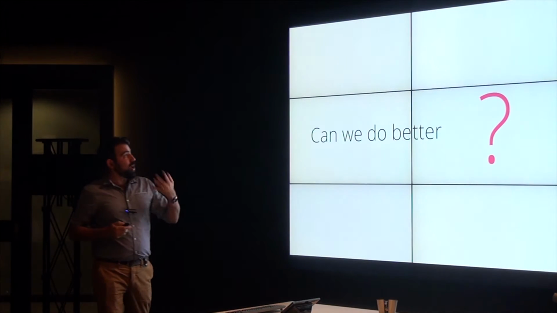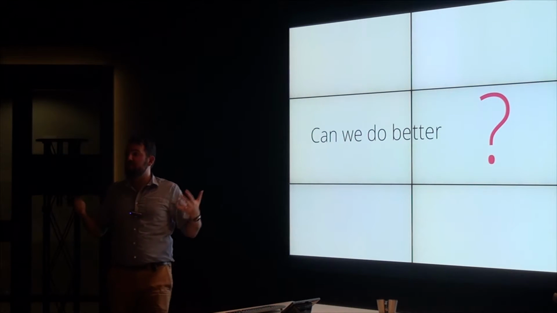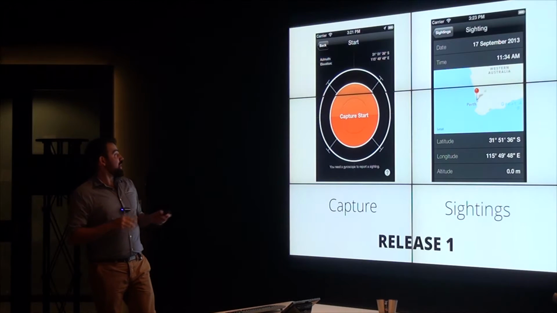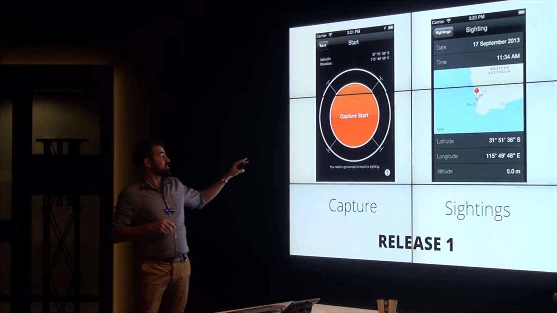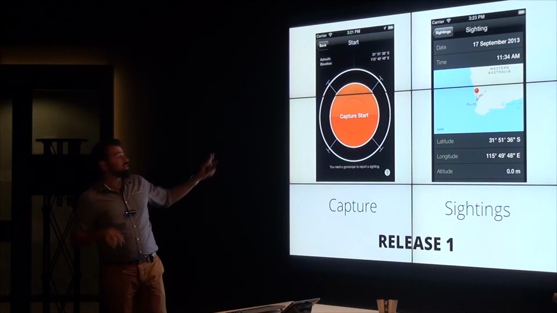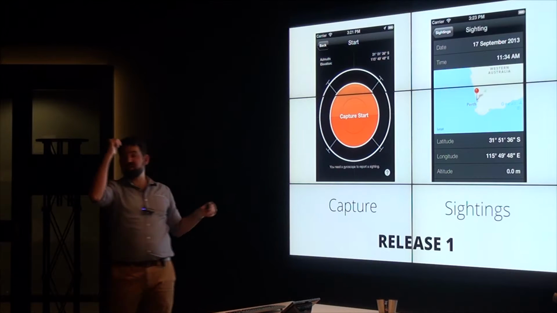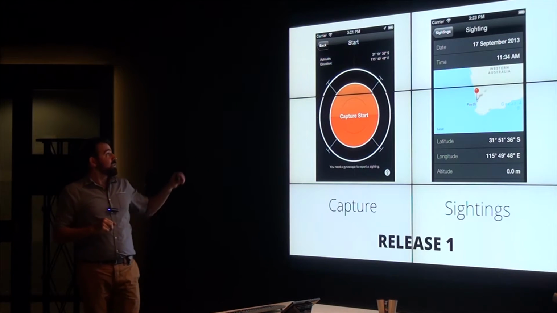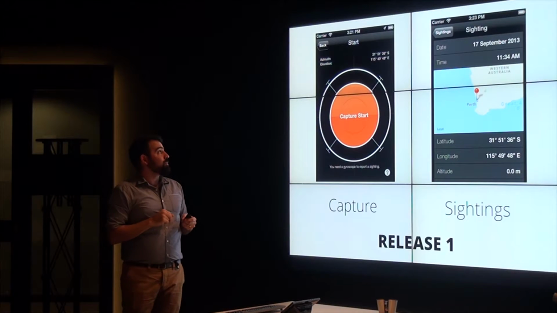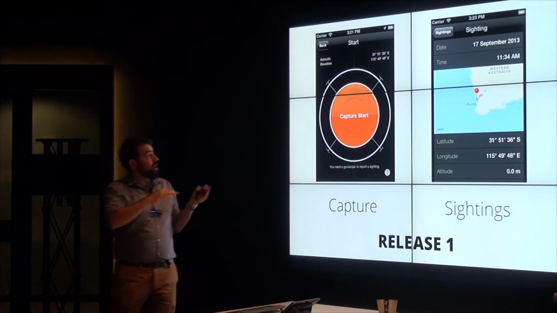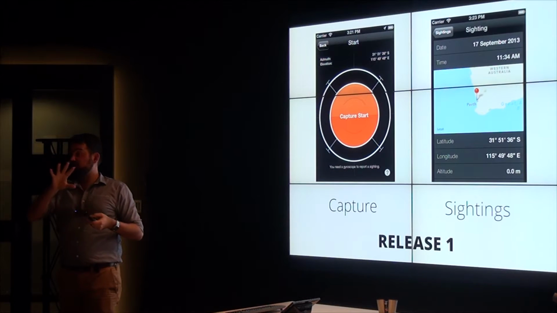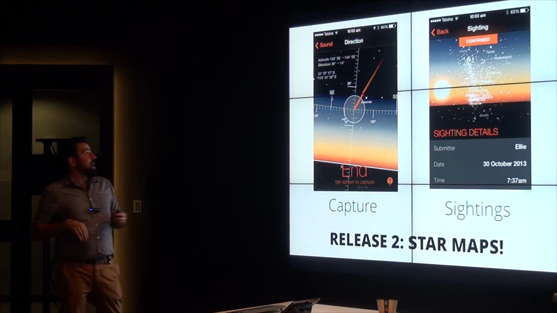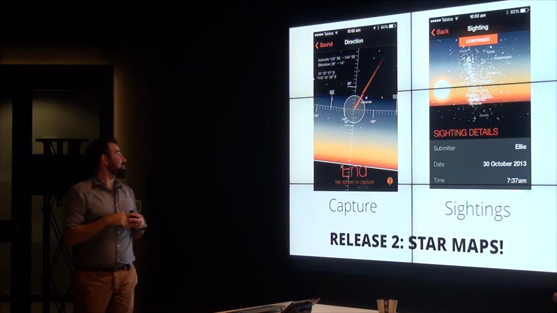So after that first milestone, that first release, we asked the question, can we do better in other parts of the application? Two other parts we looked at were the capture piece and the sighting viewing. The capture piece, as you can see in release 1, was just a big button. It started there and it ended there. It was quite static. And the sighting piece, like showing a sighting, was really just showing the textual information and a static map of where they saw it. So we did do better with the great help of the folks at the DFN and Fireballs in the Sky.